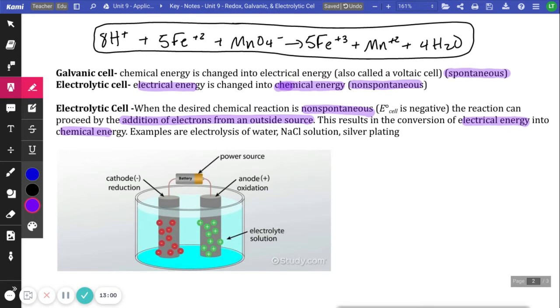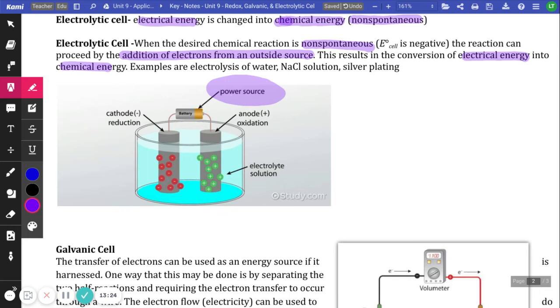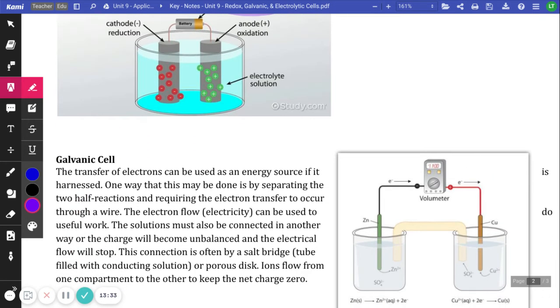Kind of the big key thing about electrolytic cells versus galvanic cells is electrolytic cells have to have a power source and galvanic cells do not. So galvanic cells happen on their own and they make electrical energy, whereas electrolytic cells, you have to have some sort of power source to make the reaction take place. So that's, again, just very basic. We will talk more about electrolytic cells next week. But today, what we're really going to focus on is galvanic cells.